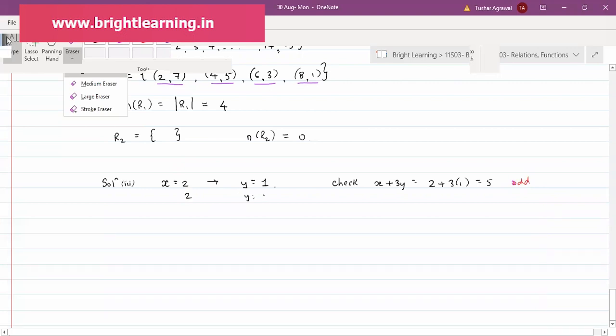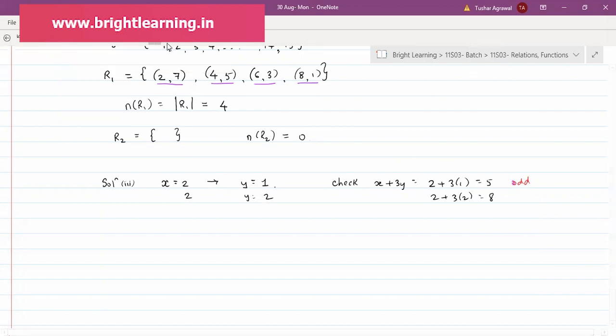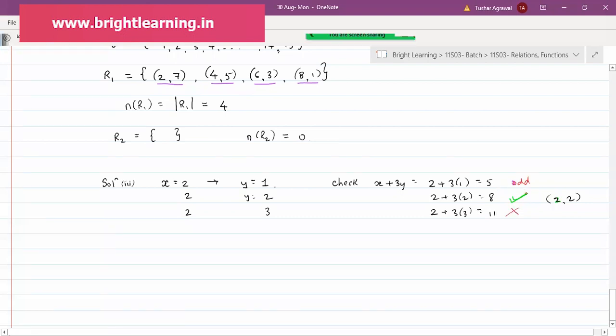X equal to 2, y equal to 2. Check x plus 3y: 2 plus 3 into 2, and this comes out to be 8. Yes, this is the value that we are interested in, so 2 comma 2 will be one pair. Now check for x equal to 2, y equal to 3: 2 plus 3 multiplied by 3, 3 threes are 9, 9 plus 2 is 11. This value we are not interested in, so 2 comma 3 is out. This will be such a tiresome process, because for x equal to 2, you will have to check with y equal to 1, 2, 3, 4, 5 up to 15.